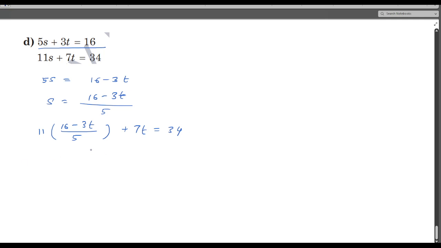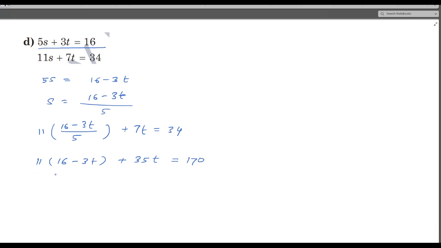Now both the sides let us multiply by 5. So on the left it is 11 times (16 minus 3t) plus, when I am multiplying 7t by 5, 5 sevens are 35, so it is 35t. Here I am multiplying 34 by 5, so 5 fours are 20, 5 threes are 15, 15 plus 2, 17, so this is 170.